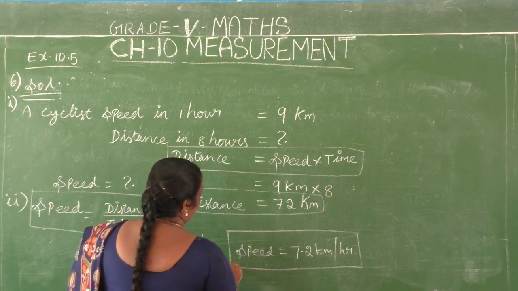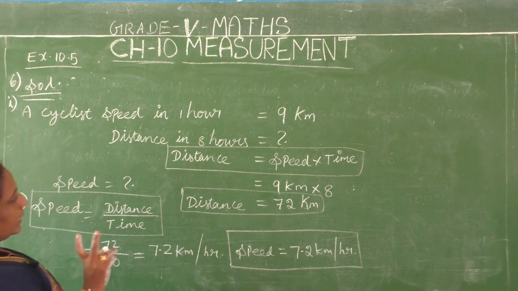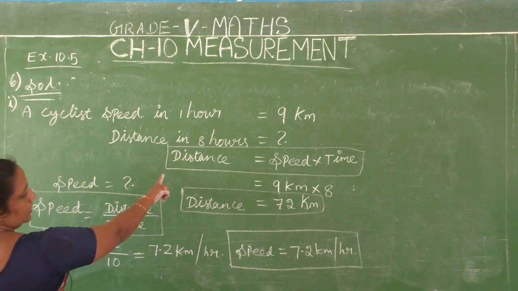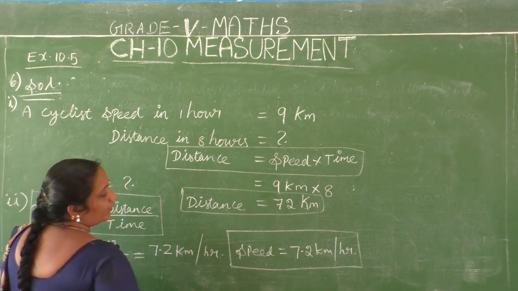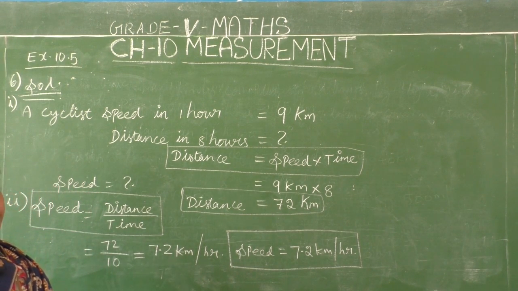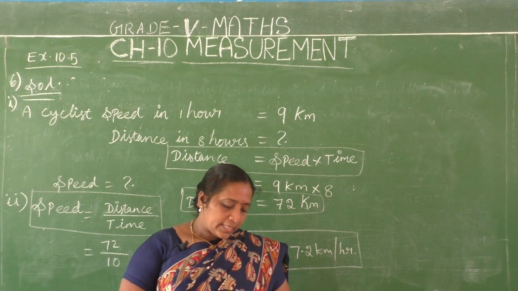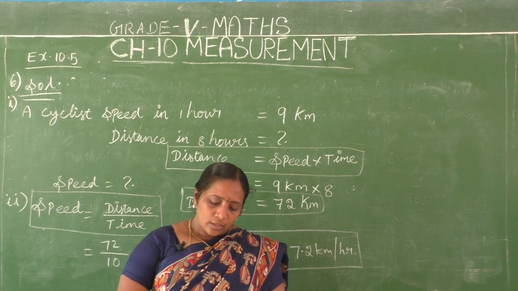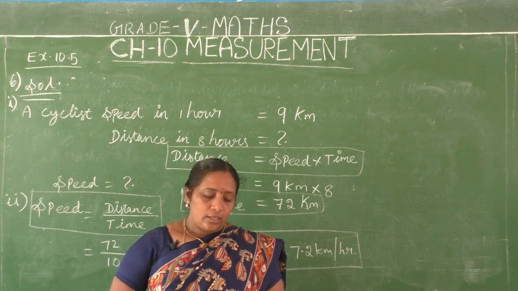The sixth sum also, they are asking two questions. One is we have to find the distance. Another one we have to find the speed. So the distance is 72 kilometer. Second one, the speed is 7.2 kilometer per hour. Okay, so in this exercise 10.5 they gave 5 sums. I worked out all the sums. So you have to write the question with the answer in your class notebook.